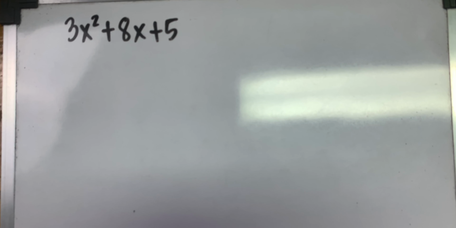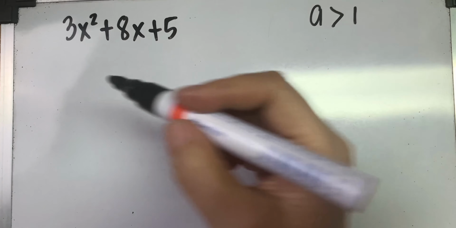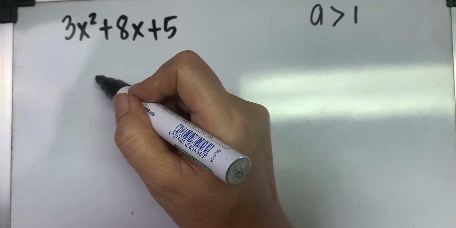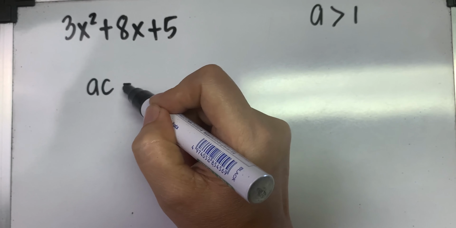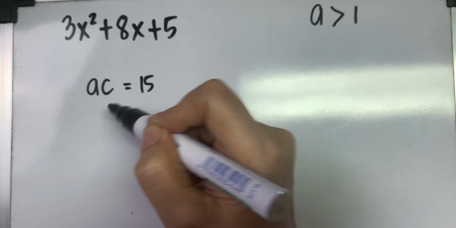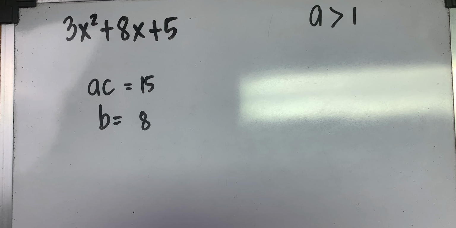Okay, for our next example, 3x squared plus 8x plus 5. Okay, this time, ang ating a is greater than 1. Ang a natin is 3. So, katulad pa rin ng dati, hanapin natin yung product ng a and c. So, 3 times 5 is 15. At yung b natin is equal to 8. Now, sometimes, gagamitan natin to ng trial and error. Pero ngayon, bibigyan ko kayo ng easy way para makuha nyo yung factors nito.